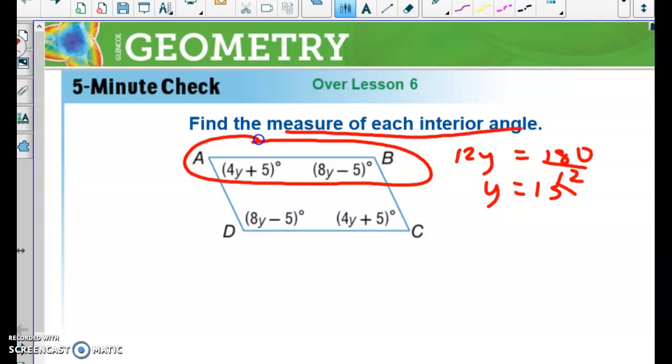If I put it in here, I get 4 times 15 is 60 plus 5. This is a 65-degree angle. 8 times 15 gives me 120 minus 5 is 115. And we know that opposite angles are congruent to each other. So this one down here is 65 and this one is 115.